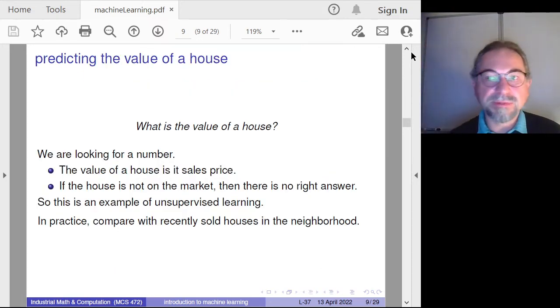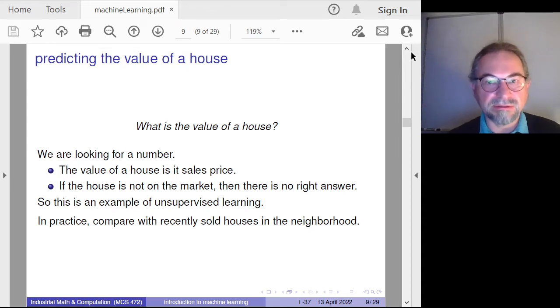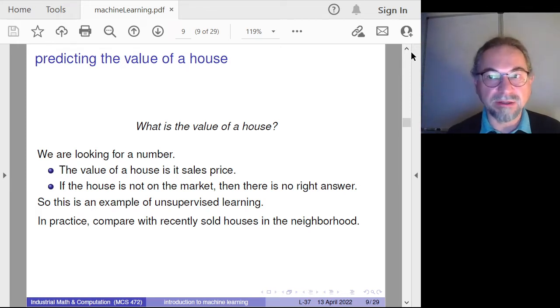Okay, so here is another example of unsupervised learning. What is the value of a house? Now, if it is your home, it's probably priceless. But we are asking this question here from an economic perspective. The value of the house is the sales price, and the sales price we know at one particular moment in time. But if a house is not on the market, you can't really know this. So then there is actually no right answer available. It simply doesn't exist. Only when the house is sold, only at that moment, will you know the value of the house in the strictly economic sense.